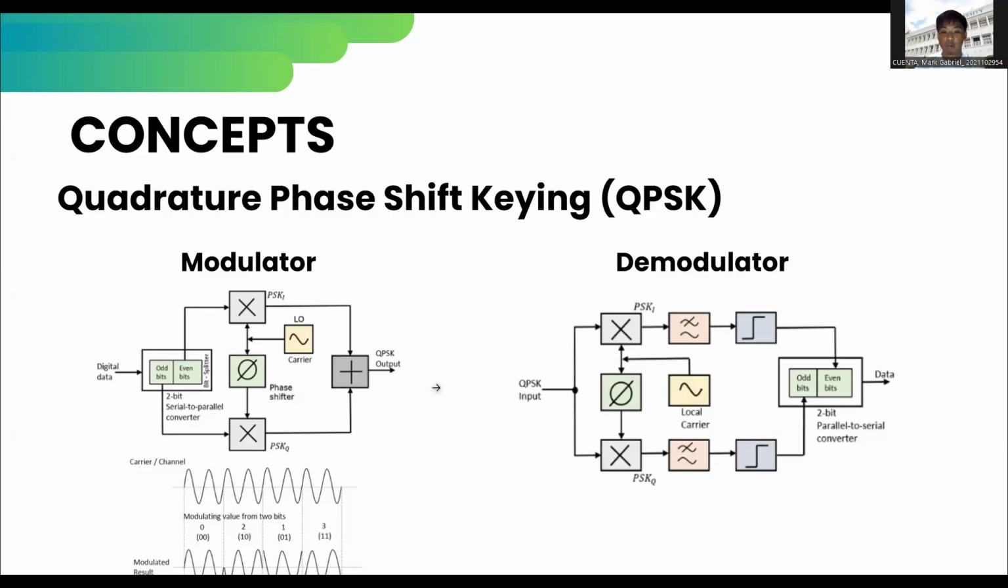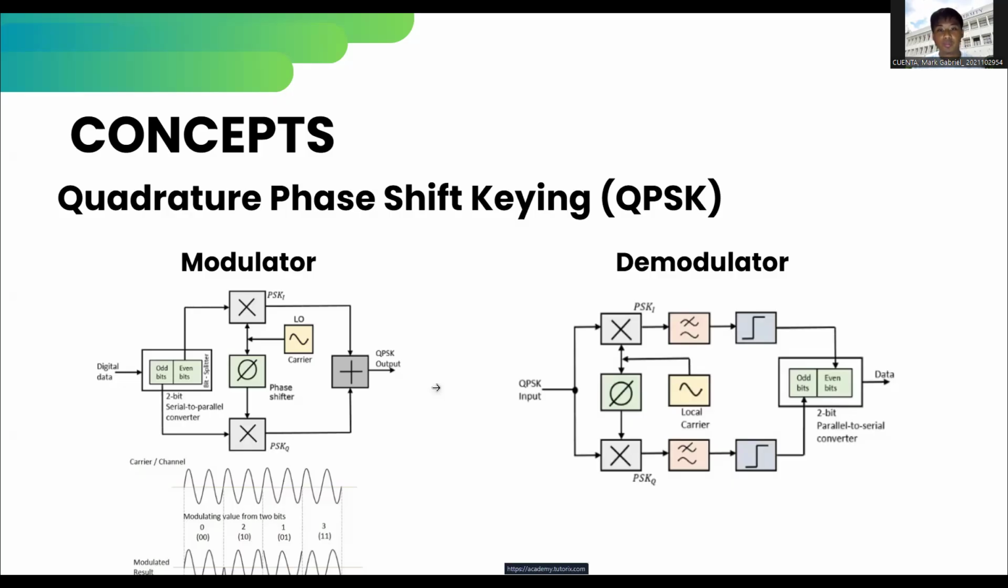The QPSK waveform for the two inputs is the following, which shows the modulated results for the different instances of binary input, showing the carrier or channel signal as a sine wave and the modulated result.